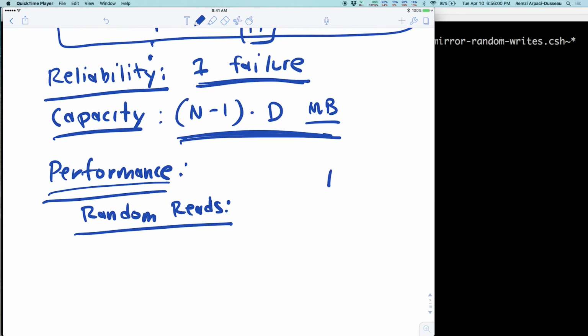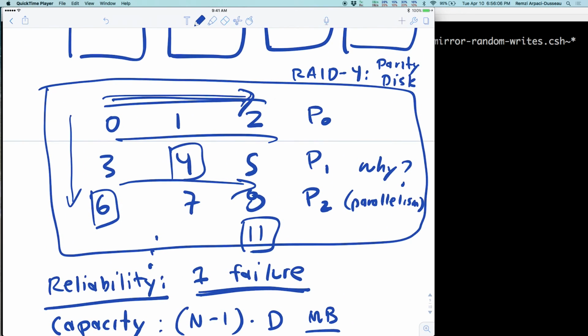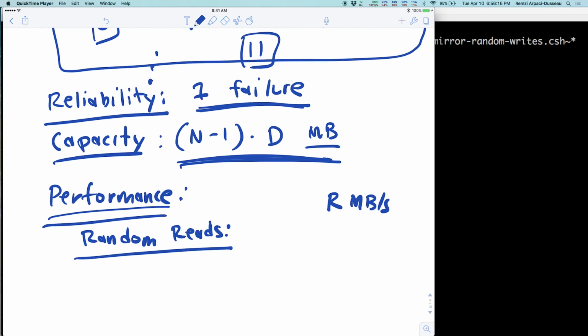So we're issuing a lot of reads to the drives and we're reading them all concurrently. And so if the random bandwidth of a single disk is r megabytes per second, what do we expect to get when we have an n disk array, which includes parity? Parity is one of those disks. What do we expect? Yeah. N minus 1 times r.